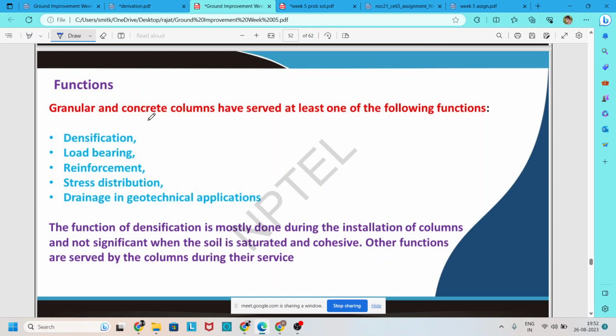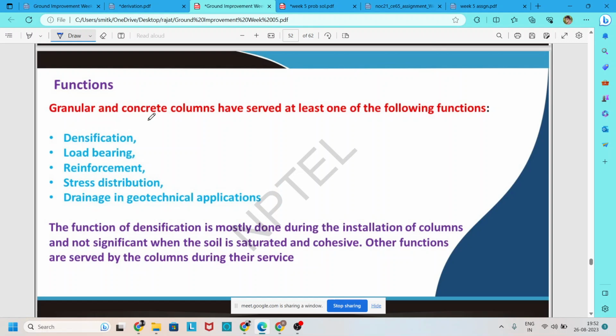Now coming to the function: how does this column function during compaction? There are a few functions: densification, load bearing, reinforcement, stress distribution, and drainage in geotechnical application. Densification, in the sense, we densify or compact our ground by inserting this composite column.